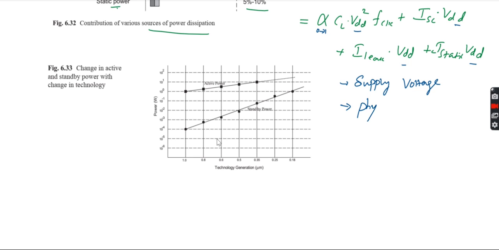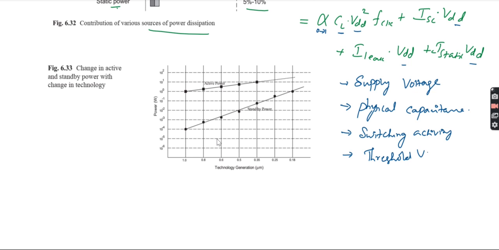The second factor is the physical capacitance, that is, the internal node capacitance and the load capacitance, which we need to reduce. Next is the switching activity, which we can also reduce. Finally, the threshold voltage. So these are the four parameters.